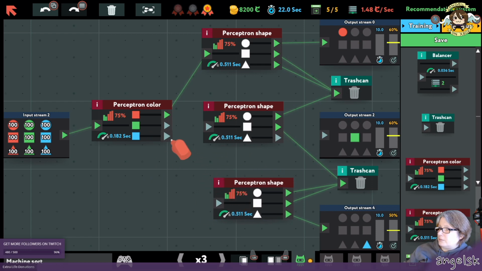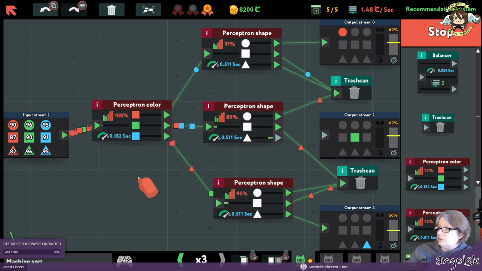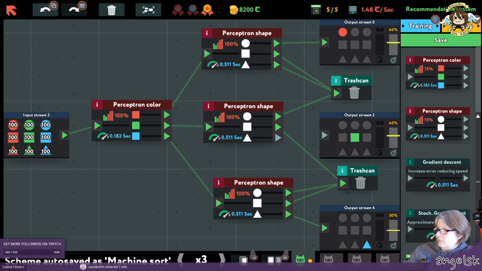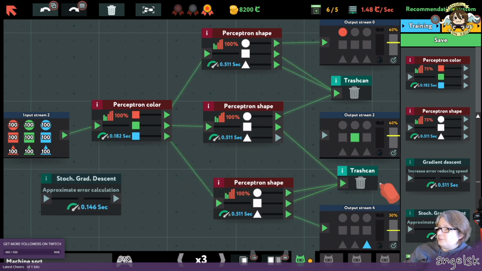Oops. Oh. They weren't trained. Why are they being shit? Did I forget? I didn't put a thing in. Yeah, it helps if I remember to put the actual training thing in.